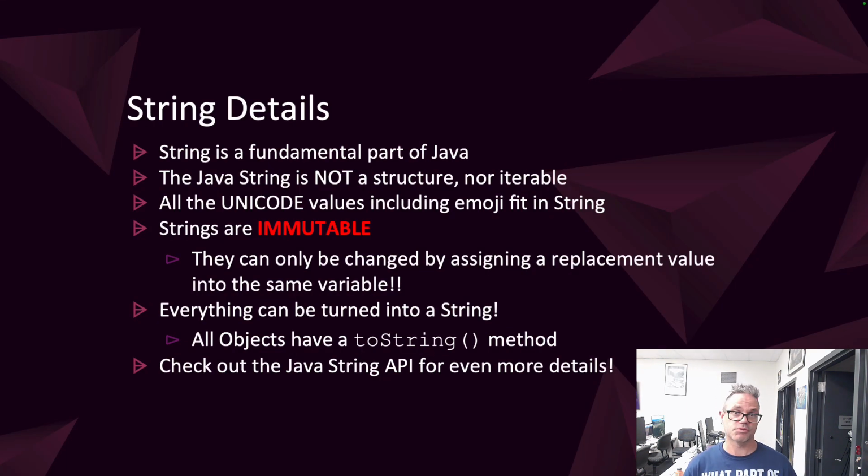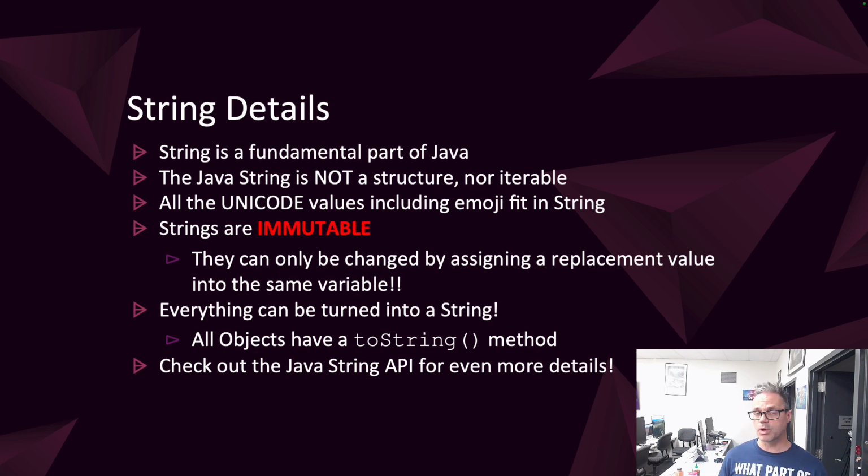So, some string details. Before we get started, we want to understand that strings are a fundamental part of the Java programming language. They're built right into it. And the Java string is not a structure. It is not a collection of things. It's not an array. It's not a list. It's not iterable as well. A Java string is just an object. And so all of the Unicode values, including emoji, fit inside the string.